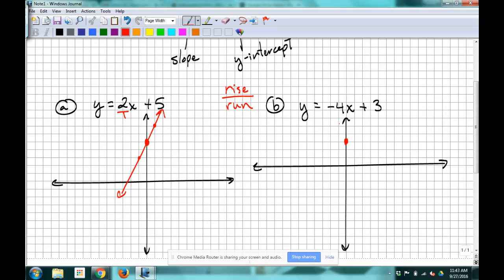How do I count my slope? Negative 4. So which direction do I go? Down 4. And then right 1. Down 4 over 1. I could go down 4 over 1 again if I wanted to.